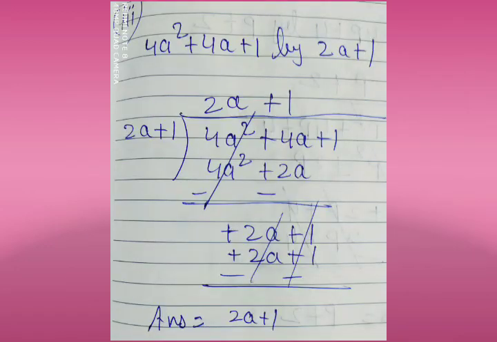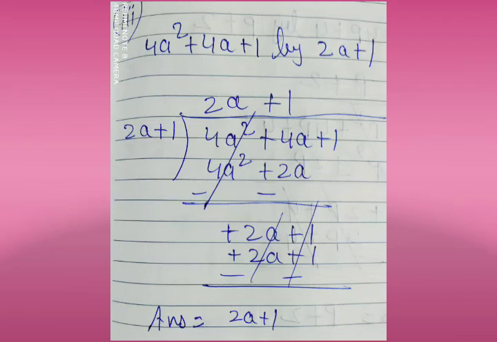Next we will divide 4a square plus 4a plus 1 by 2a plus 1. So we have to think that with which term we will multiply 2a plus 1, so that we get the first term. First term is what here? 4a square. So when we multiply with 2a, then only we can get the first term, 4a square. So I have multiplied here, and after multiplying we will get what?